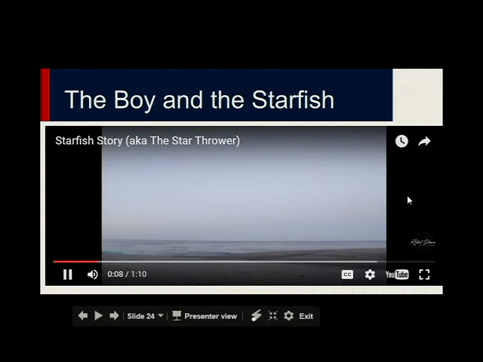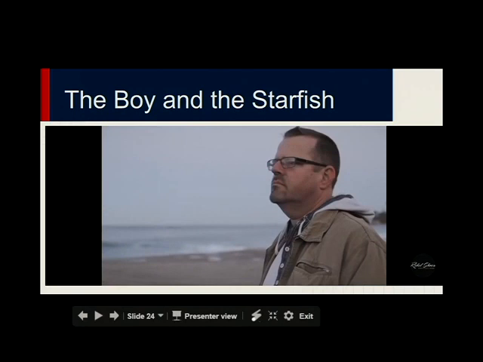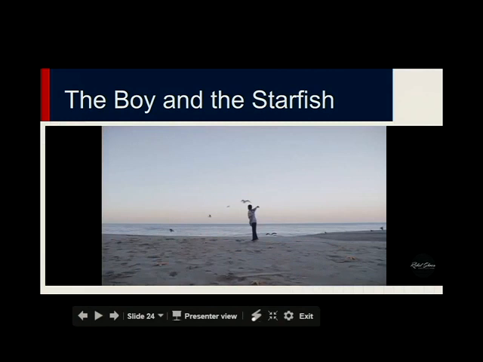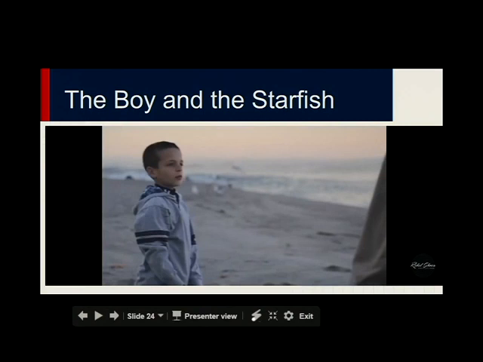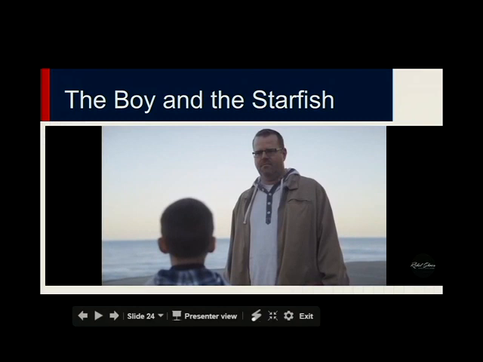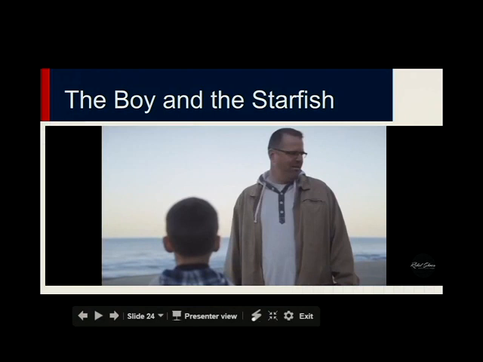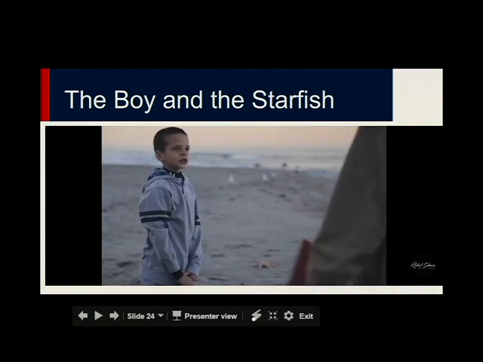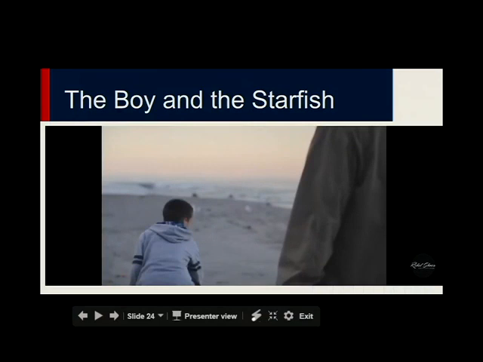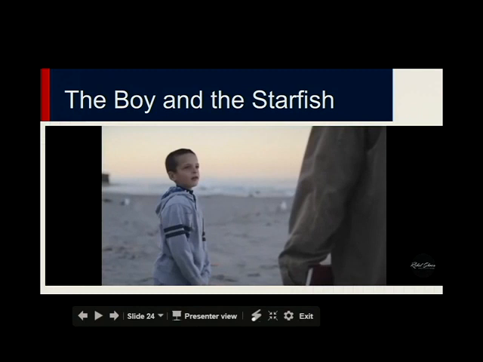One day, a man was walking along the beach when he noticed a boy picking up starfish and throwing them into the ocean. Approaching the boy, he asked, "Excuse me, but what are you doing?" The boy replied, "Throwing starfish back into the ocean. The sun is rising and the tide is going out. If I don't throw them back, they'll die." The man laughed to himself and said, "But there's too many starfish on this beach. You can't possibly make a difference." After listening politely, the boy bent down, picked up another starfish, and threw it into the ocean. Then turning to the man, he said, "I made a difference to that one."